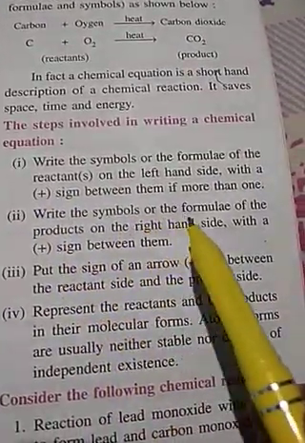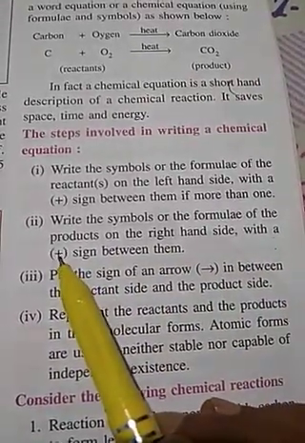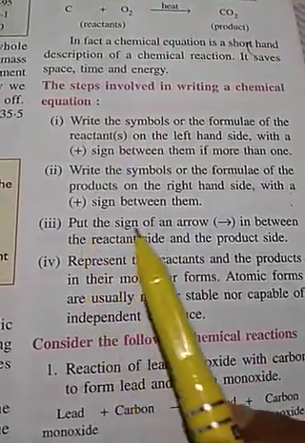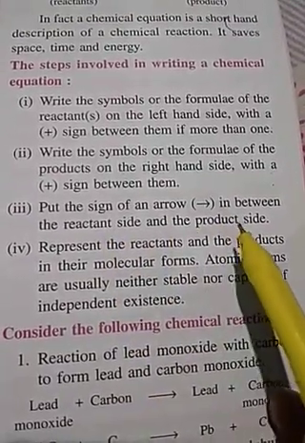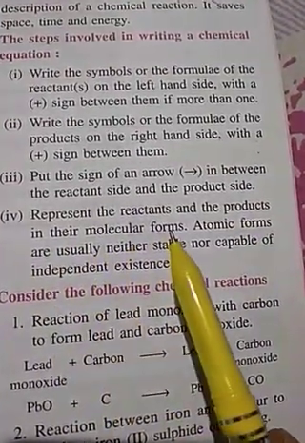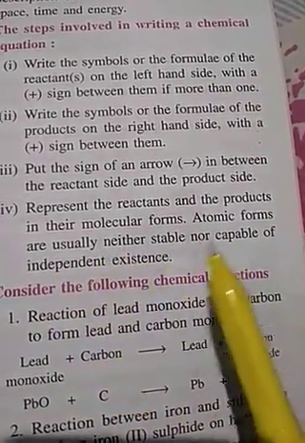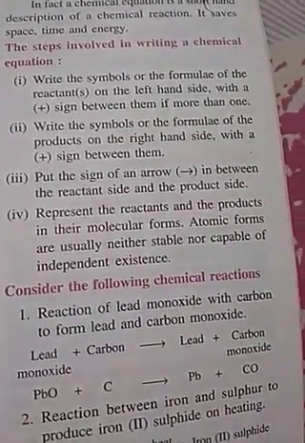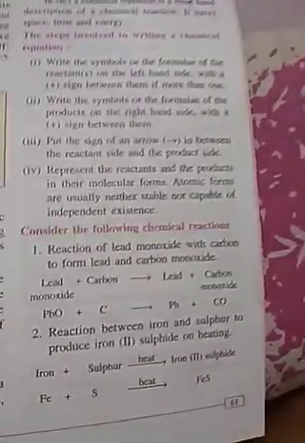Then write the symbol or formula of the product on the right hand side, with a plus sign on the product side if it is needed. Then put the arrow sign where? In between the reactants and product side. Then represent the reactants and products in their molecular form. Atomic forms are usually neither stable nor capable of independent existence. Atoms normally do not take part in chemical reactions.